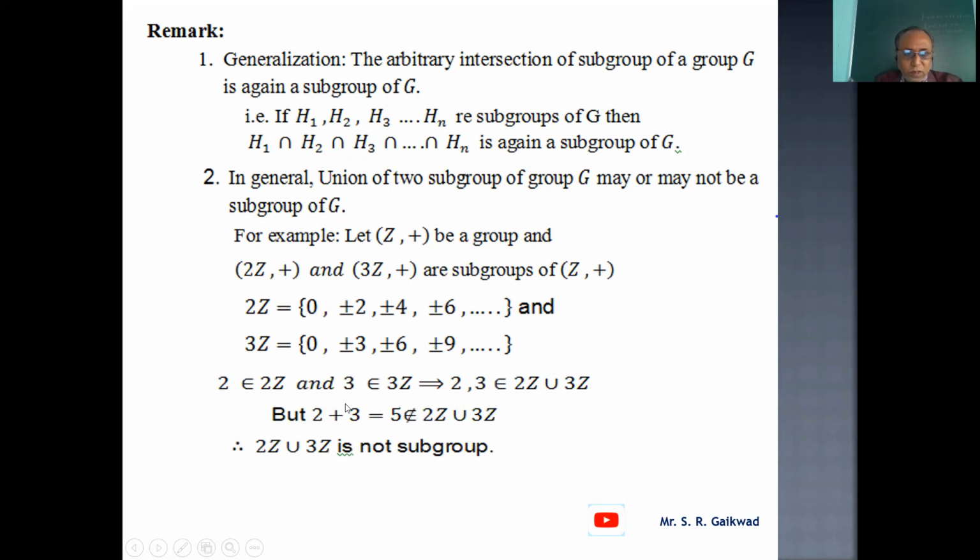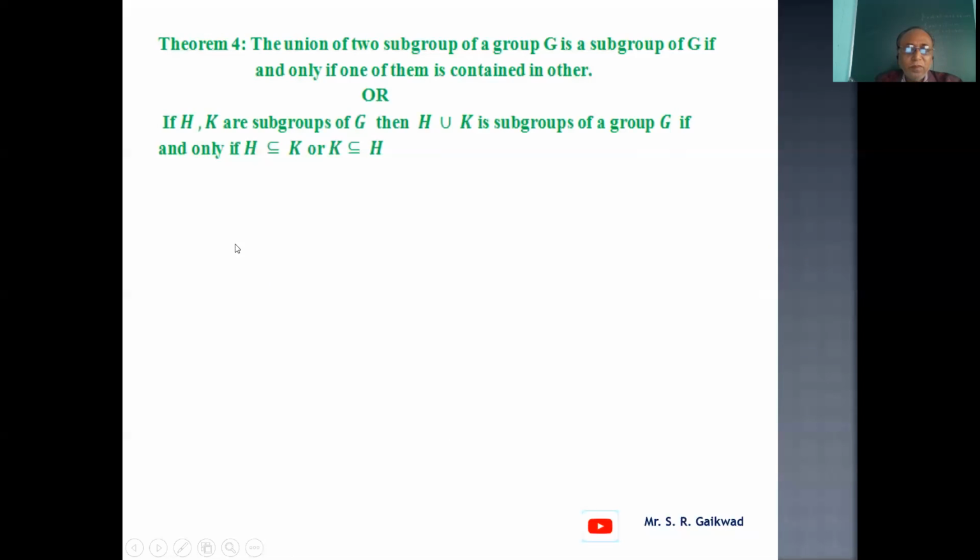2 belongs to 2Z, 3 belongs to 3Z. It means 2, 3 belong to 2Z union 3Z. But 2 plus 3 equals 5 does not belong to 2Z union 3Z. Therefore, 2Z union 3Z is not a subgroup. It means the union of two subgroups need not be a subgroup. Here 2Z and 3Z are subgroups, but 2Z union 3Z is not a subgroup with respect to the binary operation of addition.